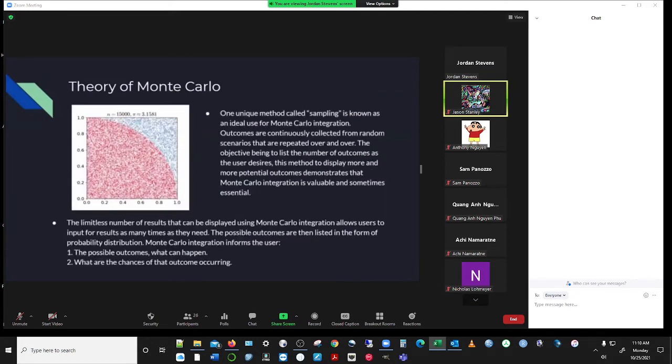A method known as sampling can be identified as an ideal use of Monte Carlo integration. Information is collected from as many random scenarios or objectives through their repeated cycles of said scenario. The goal being to draw as many outcomes as the user requires. This ability to display every potential outcome establishes Monte Carlo integration as a valuable and sometimes essential asset. The sheer number of results that can be cycled through using the Monte Carlo system allows users to repeat the process as many times as they need. The final result arrives where the possible outcomes are listed in the form of probability distribution. Essentially, the Monte Carlo system tells the user the possible outcome, what could happen, and how likely the chances of that outcome happening.